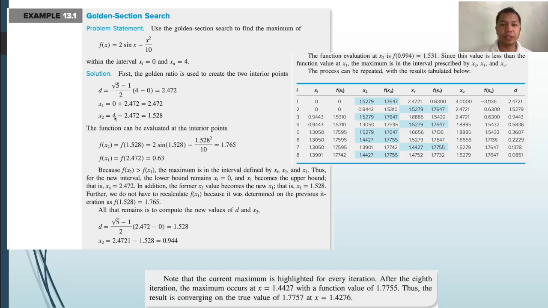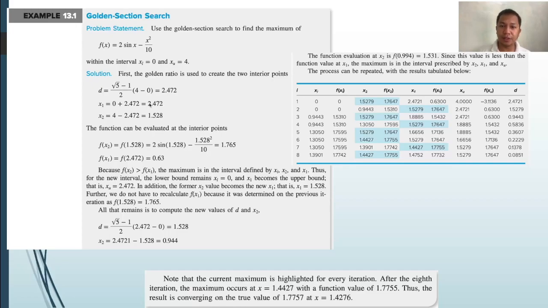Now, an example for golden section search. Use the golden section search to find the maximum of f of x is equal to 2 sine x minus x squared over 10, with the interval xl equal to 0 and xu equal to 4. First, the golden ratio is used to create the two interior points. So d is equal to the square root of 5 minus 1 over 2 times the quantity xu minus xl, which is equal to 2.472.